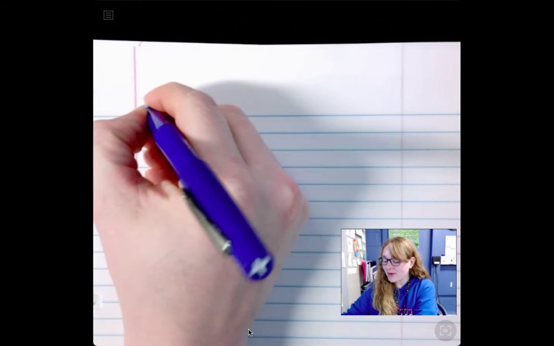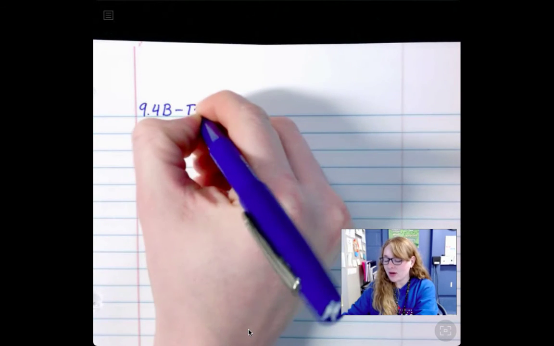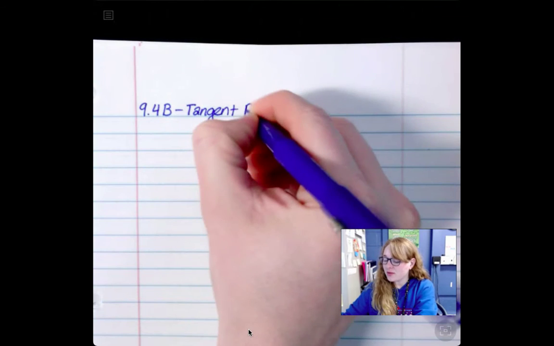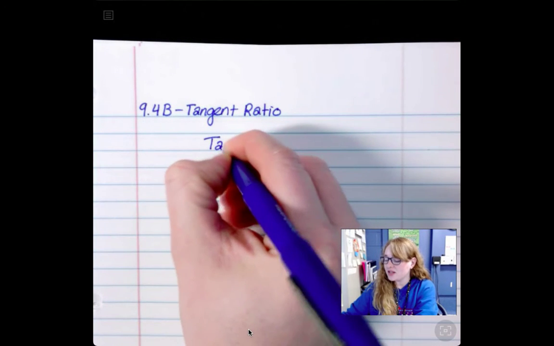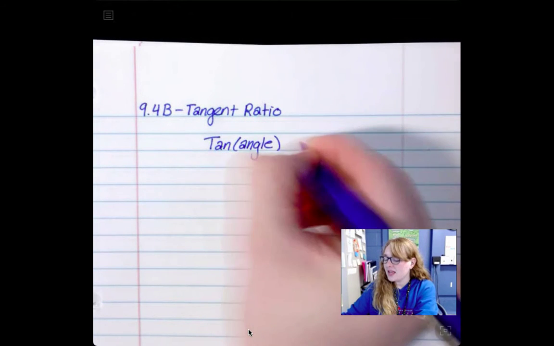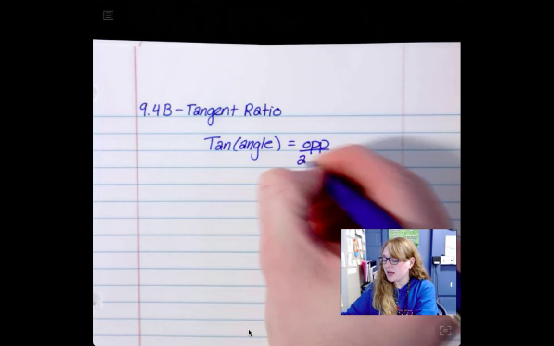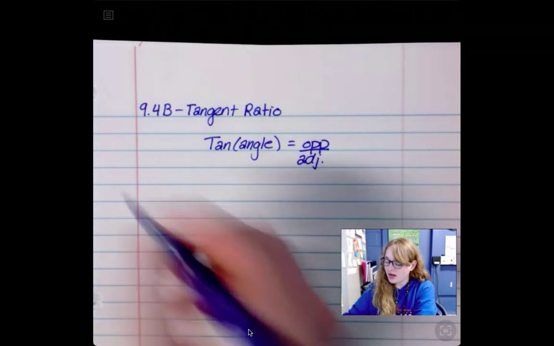Today we are talking about 9.4b, and we're going to continue talking about our tangent ratios. Now, yesterday with our tangent ratios, we defined that the tangent of some angle is equal to the opposite side of the triangle to the adjacent side of the triangle. Okay, so we're going to use that to our advantage today and find the missing side to some triangles.